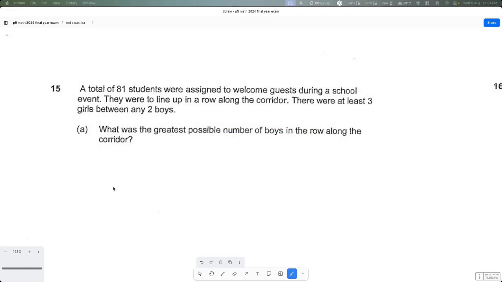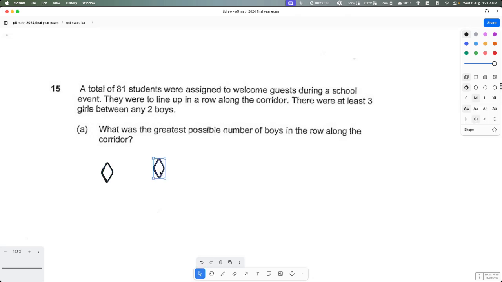So in this case, if I were to draw the girls as diamonds, and then we have two diamonds in this case. So I'll put here as girls. Oh, between any two boys. Okay, boys, doesn't matter. So boys over here, and then boys over here as well. So we have two boys, and in between there are three girls.